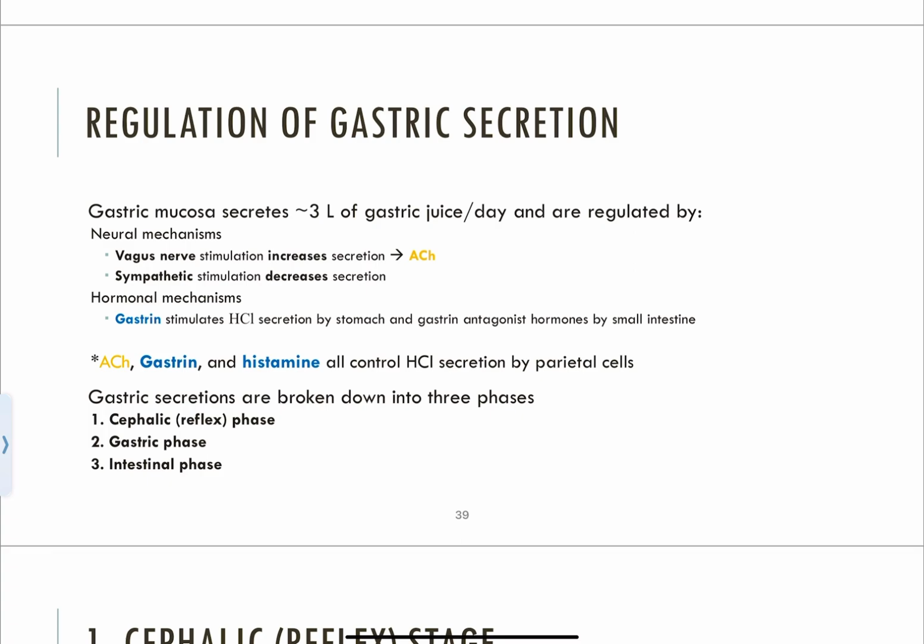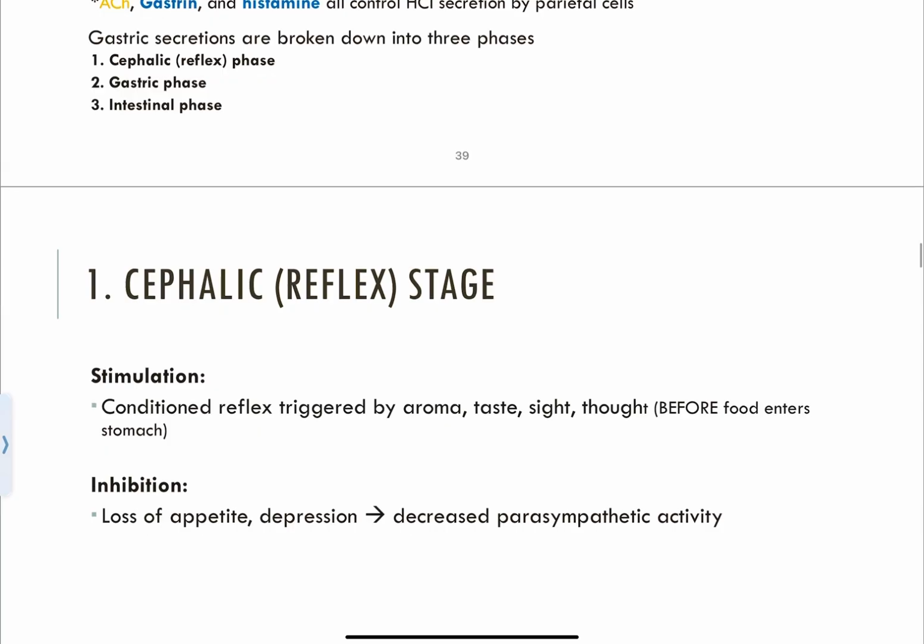But all 3 of those control how much hydrochloric acid is being secreted by the stomach. So when we talk about gastric secretions, they're broken down into 3 different phases. We have the cephalic phase, the gastric phase, and the intestinal phase.